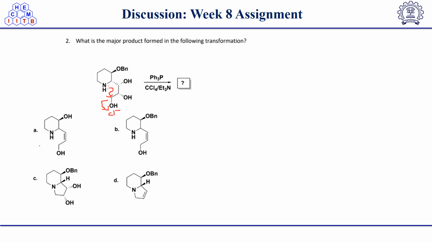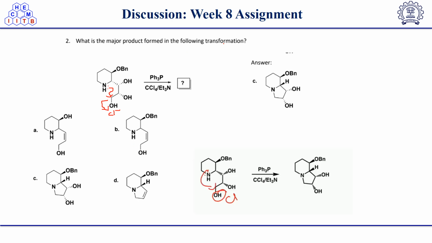So which will be the correct answer? A 5 membered ring, so option C will be the correct answer. That is, it is going through this: this hydroxyl group will be replaced by this chloride, and this nitrogen lone pair will attack at this carbon, and Cl minus will knock out, and we will get this particular diol. That is, option C will be the major product.